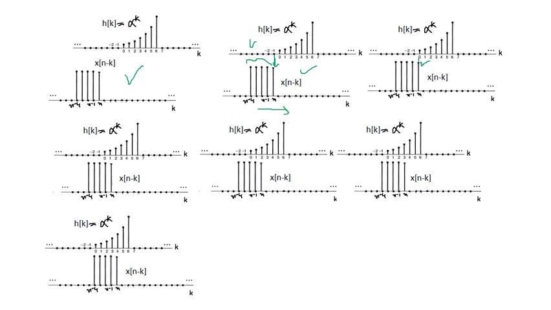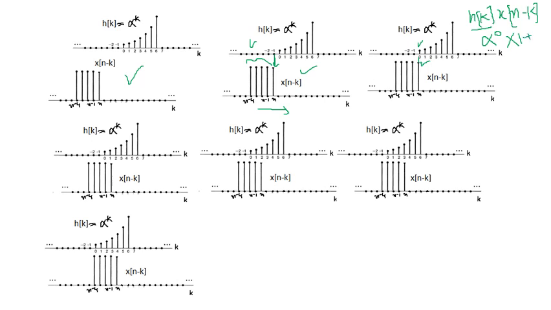Here it is 1, you understand, right? And the response is also non-zero here. So what is the product? The product of the two will result in h of k multiplied by x of n minus k at n equals 0, which is alpha power 0 multiplied by x of n minus k, so that also equals 1.